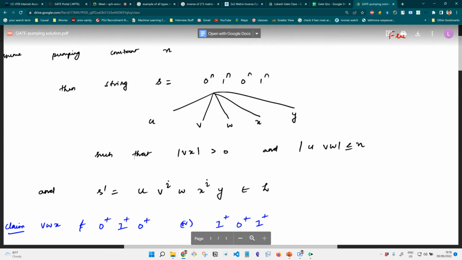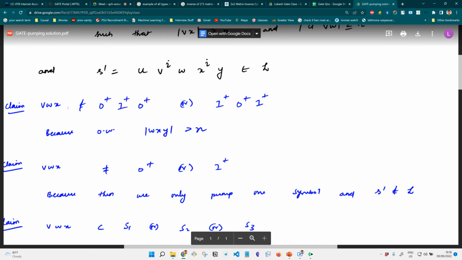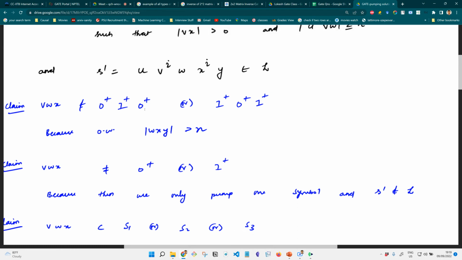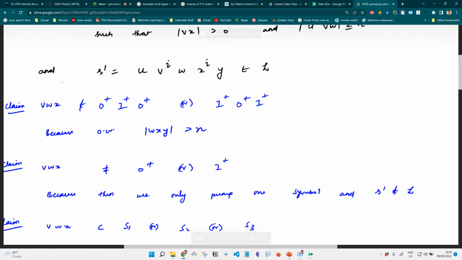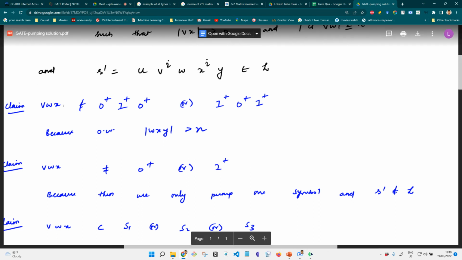Yeah. Right? That is why such a case is not possible. vwx cannot be in the string 0 plus 1 plus 0 plus. That is one or more zeros followed by one or more ones, and then again followed by one or more zeros. So then my first claim is satisfied.